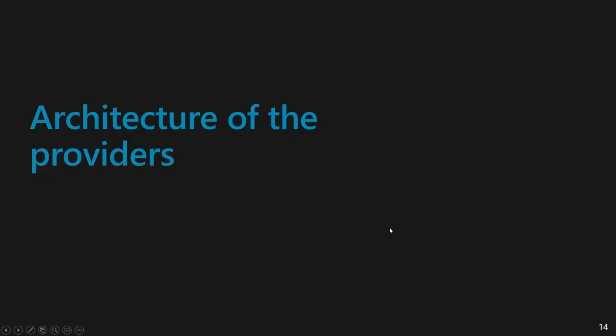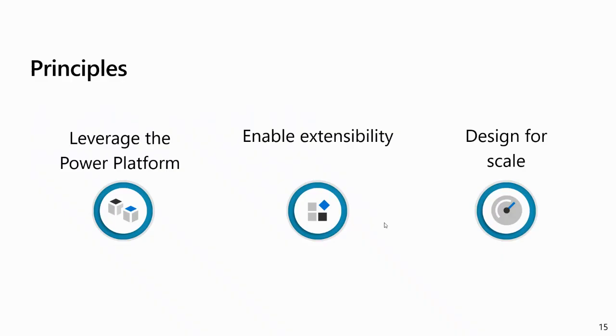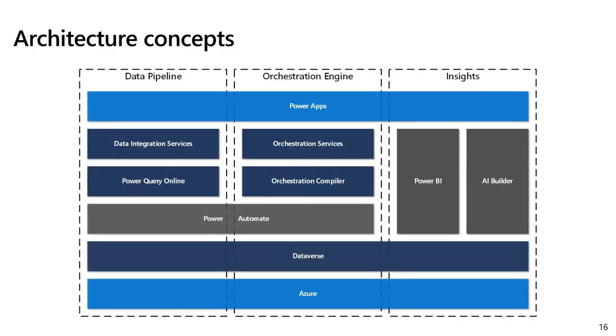Let's have a look at the architecture in a bit more detail of the providers. And so providers essentially allow you to connect to those different systems. So it allows you to use the power of the Power Platform, which is the connectors that are available in the Power Platform, but you can extend those, and that's really designed for scale. I'm communicating with many different systems and driving those APIs between different systems. So the core architecture is really broken up into three components. Our data pipeline, which handles the communication inbound and outbound to our different systems.